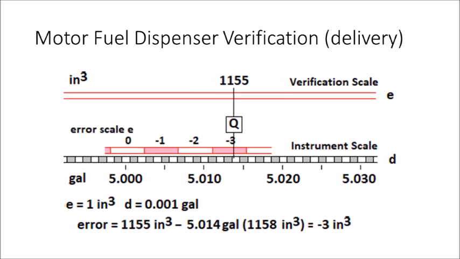Now we could have built an error scale next to the instrument scale. And notice that at 5.000 would have been 0 error. At 5.014, we're at -3 on the error scale. But notice that the error scale is now next to the instrument scale. Earlier, the error scale was next to the verification scale. What we need to realize is that this error scale that we create is in limbo between the two scales.